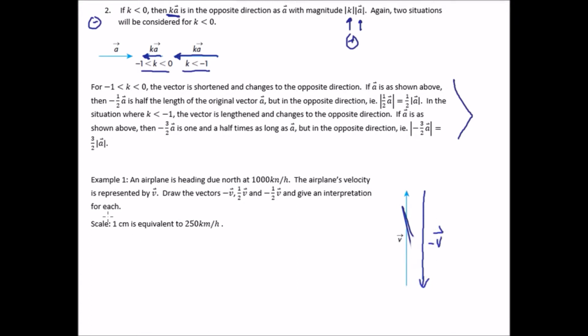That's pretty easy. The scale is 1 centimeter equivalent to 250 kilometers an hour, so we draw 4 centimeters for 1,000 kilometers an hour. For 1/2 of vector v, we draw 2 centimeters, the same direction as vector v but half the magnitude. Negative 1/2 of vector v goes in the opposite direction: the negative represents the opposite direction, and 1/2 represents half the magnitude of vector v.